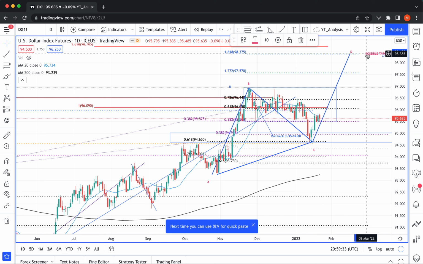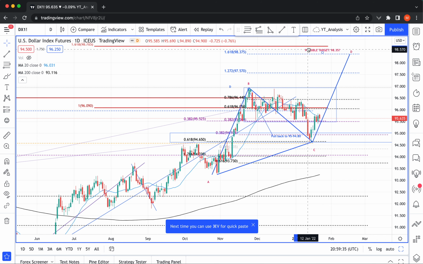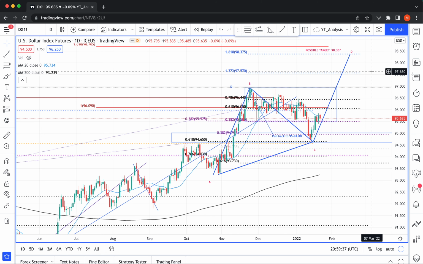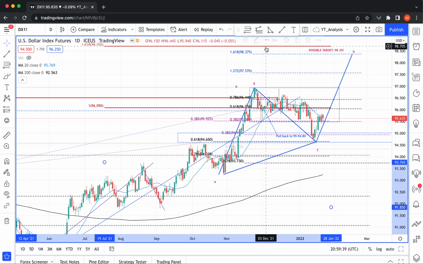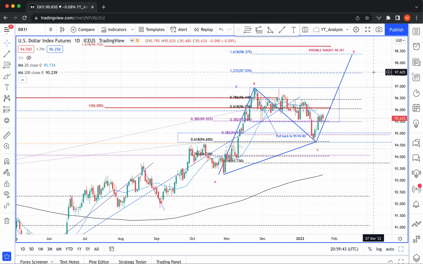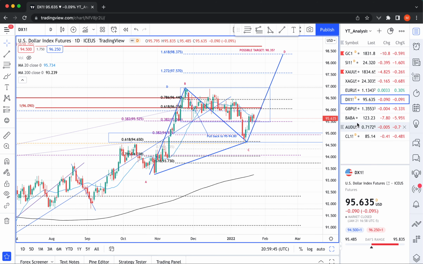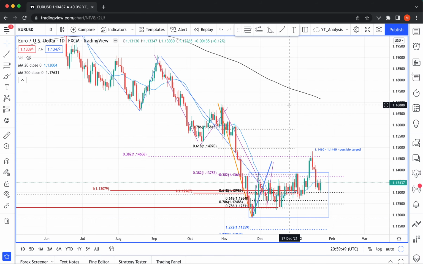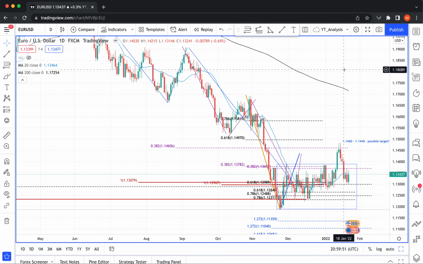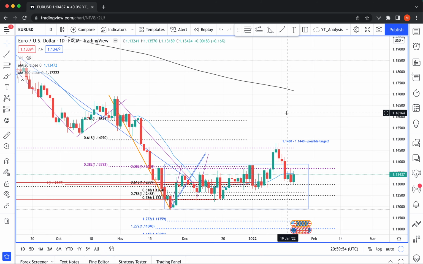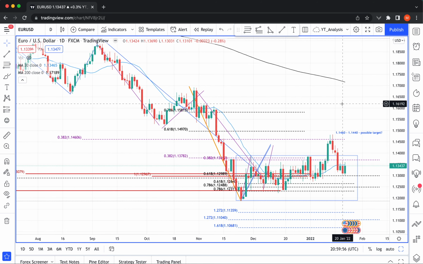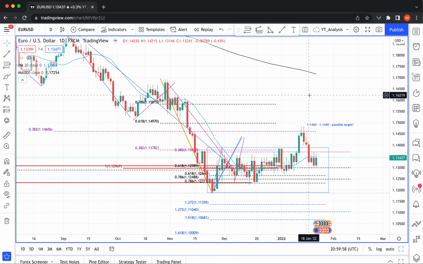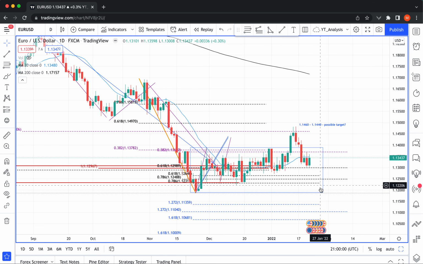Okay, so I'll put it here. This will also be a bigger expansion of another swing. Okay, so let's take a look at the Euro USD. So the Euro USD is pretty much the mirror image of the dollar index. I believe around 52% of the dollar index is actually Euro USD.